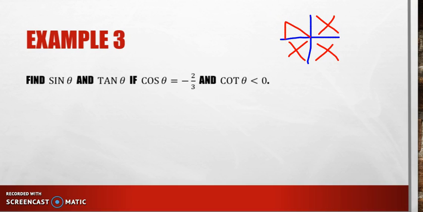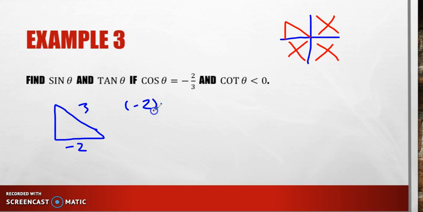So my triangle is going to have an x value of -2 and a radius of 3, because the rule for cosine is x divided by r. So the radius is always going to be a positive number. If you see a negative, that should be attached to either the x or the y value. So in this case, we're going to have -2 and 3. And then we need to find that missing side. We're going to do that by using the Pythagorean theorem.